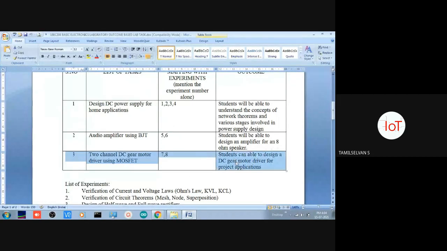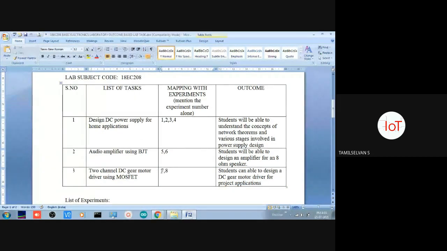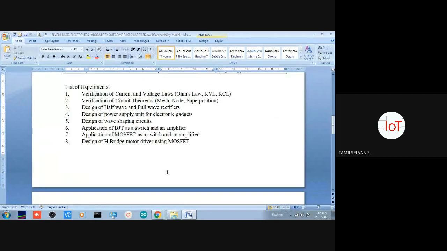Actually it was planned as a session in the morning, but unfortunately it was shifted to another day, so that's why it was like this. Anyhow, I'm going to talk about task number 3, that is a 2-channel DC gear motor driver using MOSFET. This will cover experiment number 7 and 8, which are listed here.